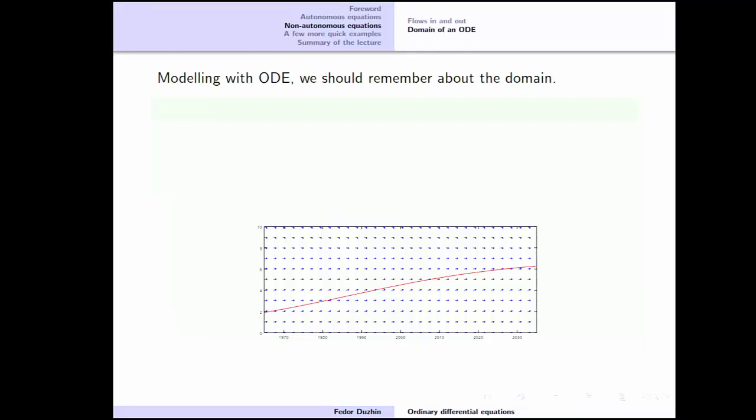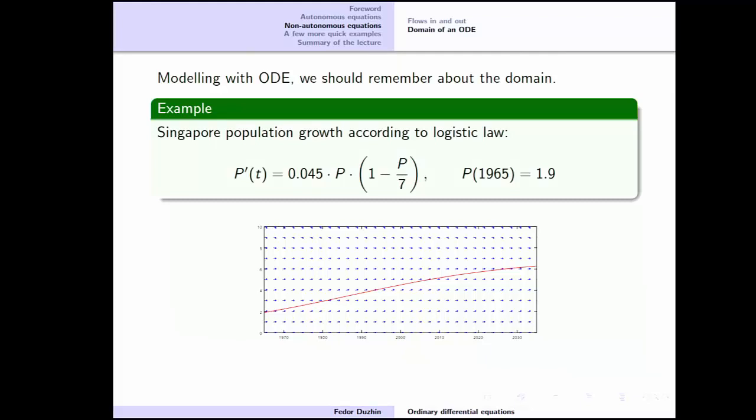Now I have this little remark about the domain of a differential equation. So basically, imagine that, say, we want to model the Singapore population, and we want to use the logistic equation in order to do that. Then the domain of the differential equation is the following.